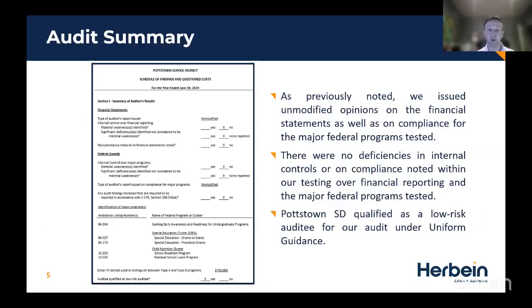Under our federal programs testing, we tested 3 programs: the Gear Up program, the Special Education Cluster, and the Child Nutrition Cluster, all with no issues to be reported. The last box that you see checked there is yes. That's actually a good yes in this situation. Does the auditee qualify as a low-risk auditee? This indicates that the prior 2 years also did not have any material weakness finding that would increase the risk of the audit for the school district under uniform guidance.